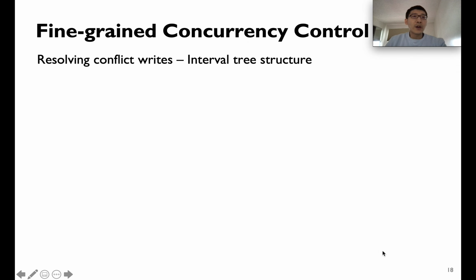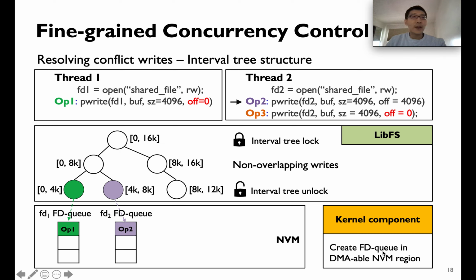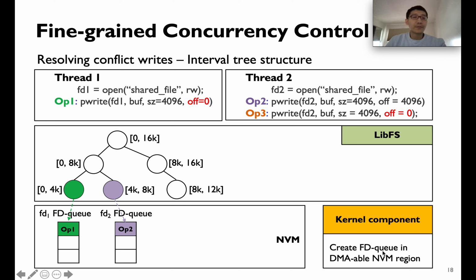Here is an example with overlapping writes. Each inode has an interval tree in the library FS. In operation 1, thread 1 writes to range 0 to 4K. The library FS locks the interval tree, inserts an entry of the 0 to 4K range with the atomic timestamp counter, and then releases the lock and finally puts this I/O request into its FDQ. In operation 2, thread 2 writes to range 4K to 8K, which is a non-overlapping request. Similarly, the library FS puts operation 2 into its queue.